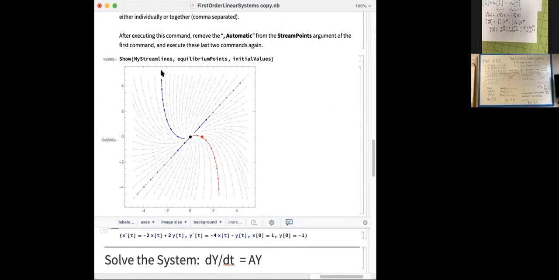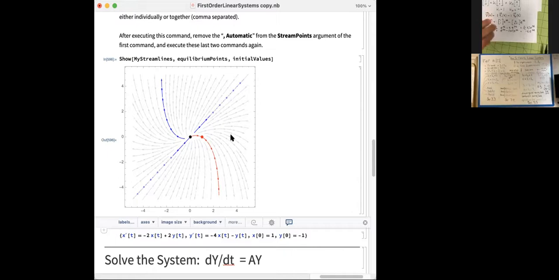And the other solutions want to spiral, but they can't because the wall blocks them. So they kind of half spiral out of there. They never get to do full loops around the origin, because this wall through the eigenvector is blocking them. That's why, very visually, we call this an almost spiral source. If the arrows are reversed, we call it almost spiral sink.